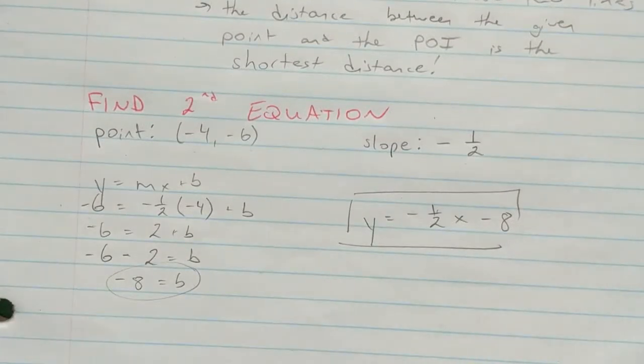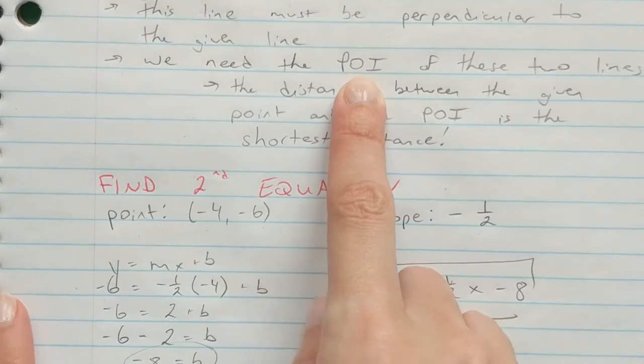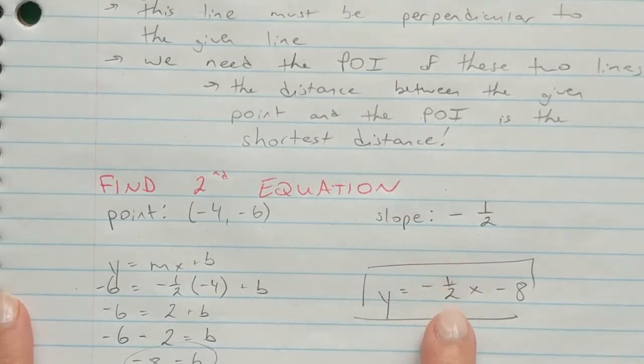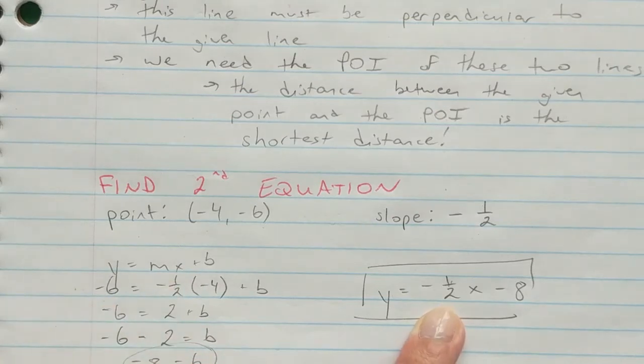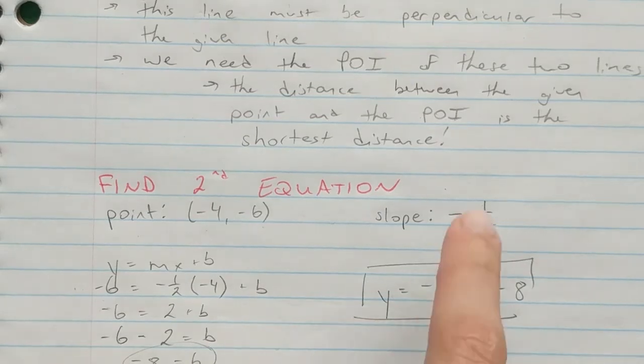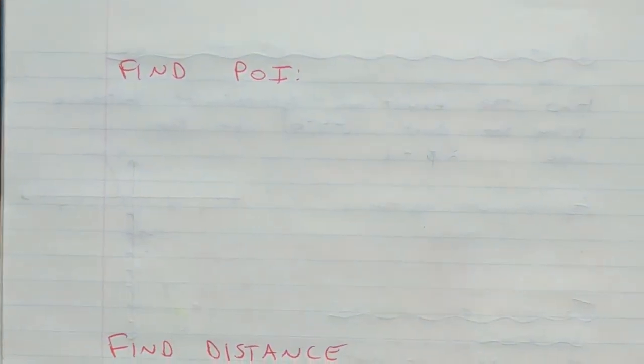That's just step number 1. Now, as we said, we need to find the point of intersection between this line, our new one, and the given line, because that is the second ordered pair that we need in order to find our distance between our given point and the line. So let's flip this over here, and we can now find our point of intersection.